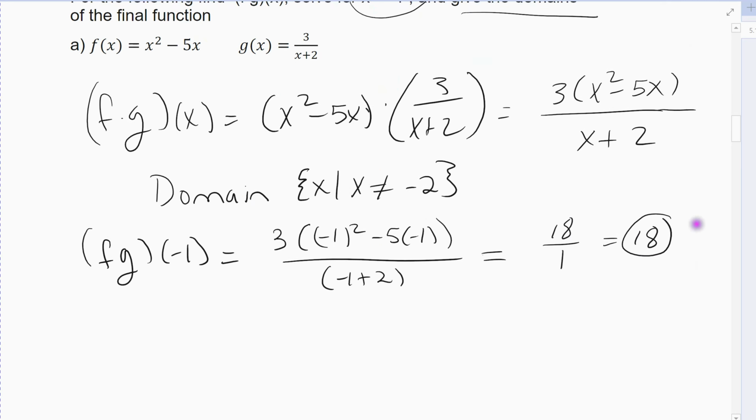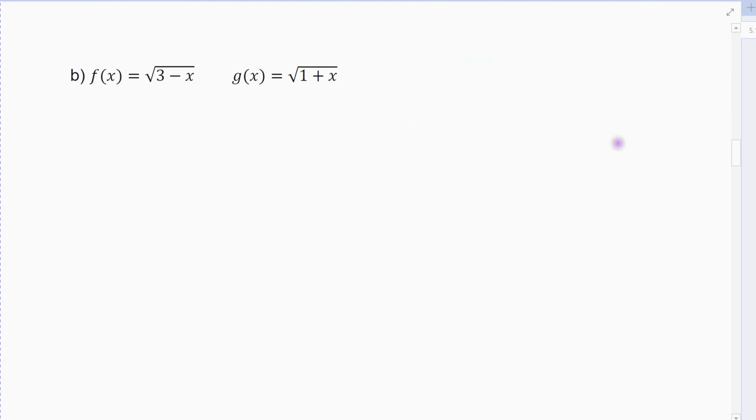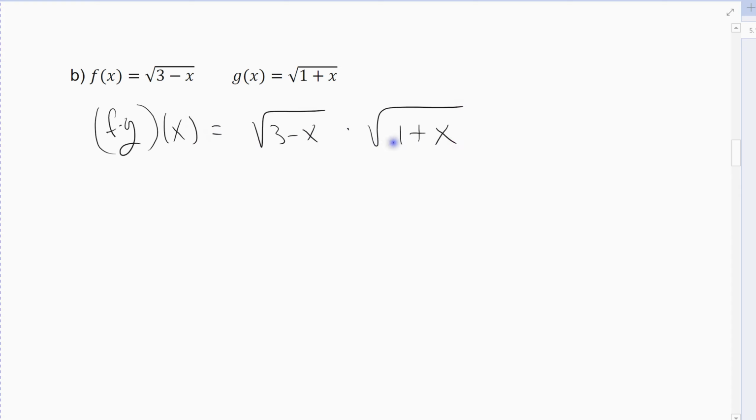All right, the next example. All right, this one's a little trickier. The domain part's a little trickier. The simplifying isn't too bad. I'm just going to leave it because I think it's just easier to do that. So g times f is just square root of 3 minus x times the square root of x plus 1. And you can't simplify that because they're not the same expression underneath, right?